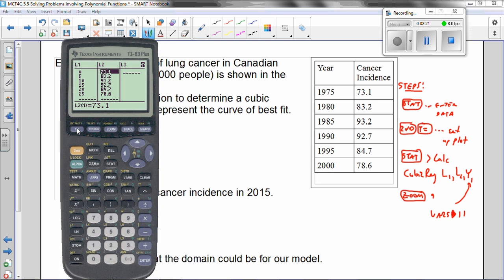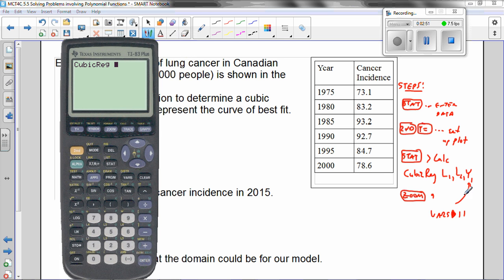So second y equals sets up a plot, and notice all my plots are off. So I want to turn one of them on and make it a scatter plot. List 1, list 2, all this is going to be good. And then this next part is to actually do the cubic regression. So I hit stat, I go over to calc, and we've done all sorts of regression, linear regression, quadratic. This is cubic regression they're suggesting. So I'm going to select that.